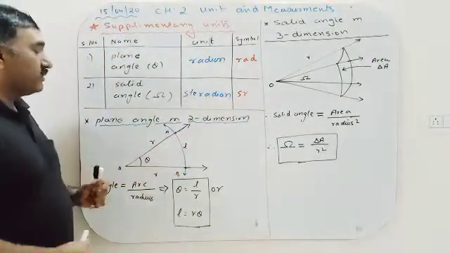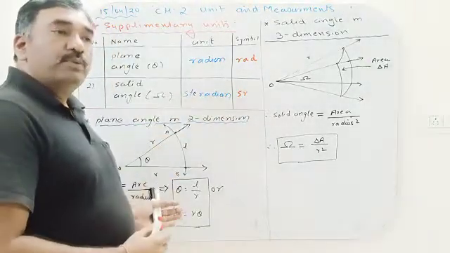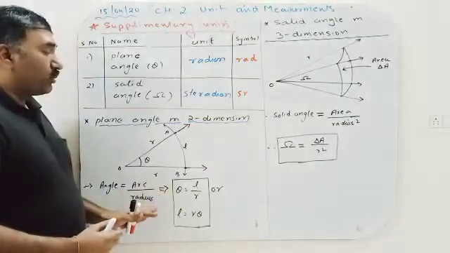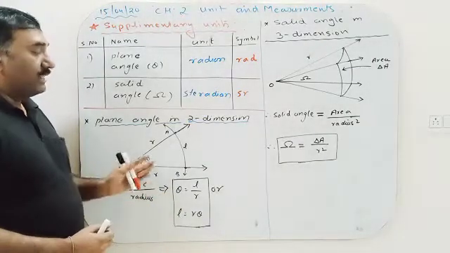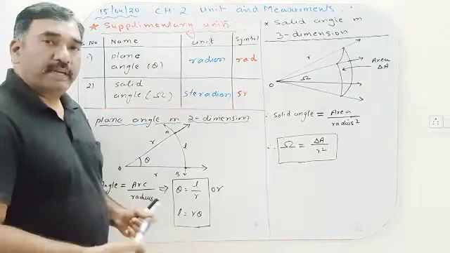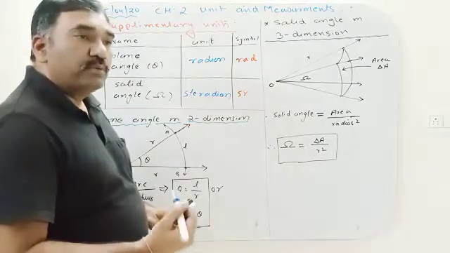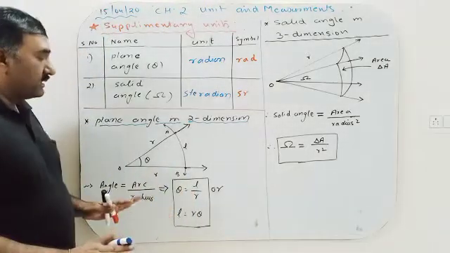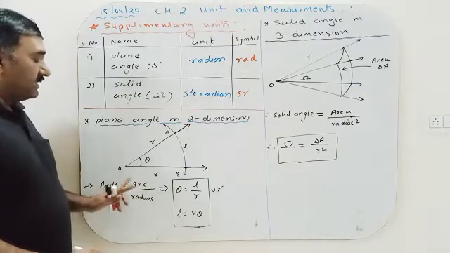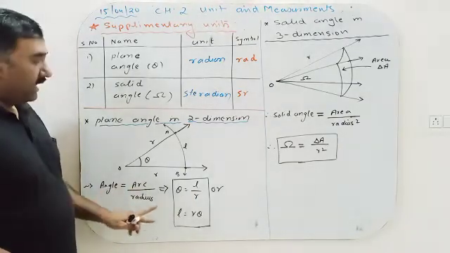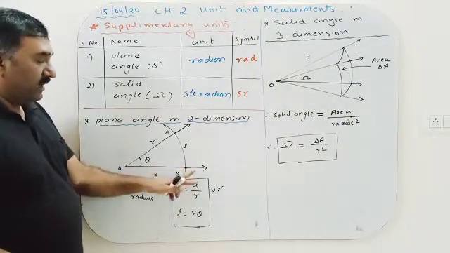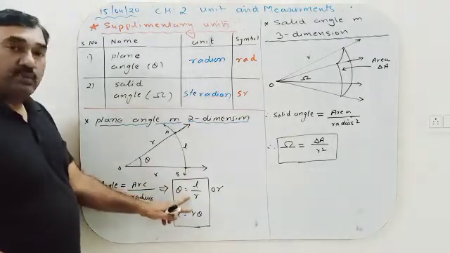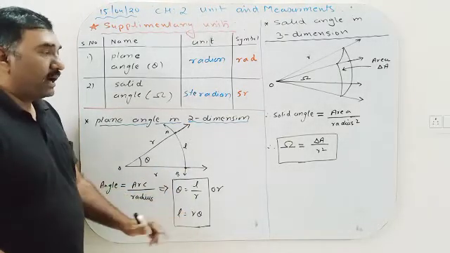So in 2 dimensions, what is the formula for angle? Already you learned this angle formula in the junior classes. Length of arc formula: pi r theta upon 180. Why we use pi upon 180, we are going to discuss later. For now, angle is equal to arc upon radius. Angle theta, length of arc is L, and the adjacent part is known as the radius. So L is equal to r theta.